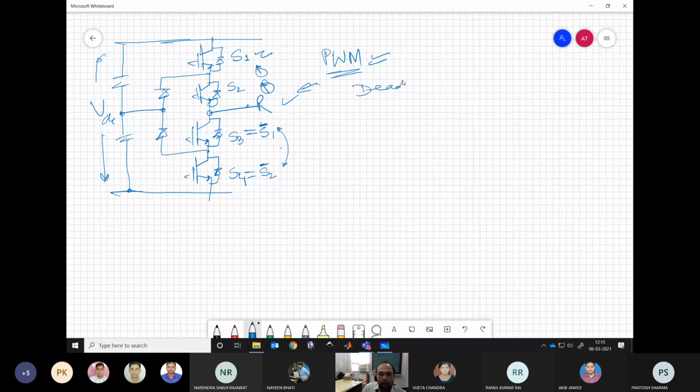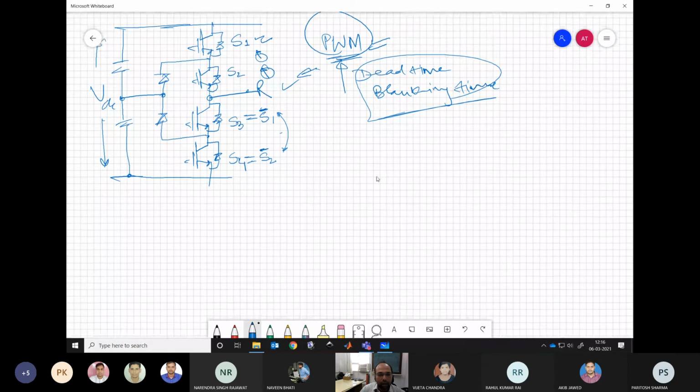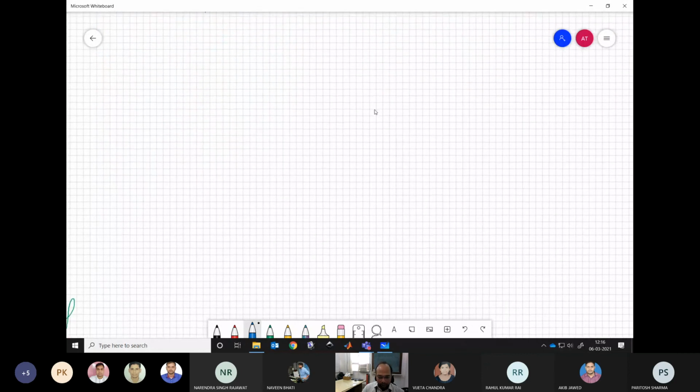There is something called dead time or the blanking time. These kinds of things we ensure there. This we will discuss in future classes. First we need to understand how and what we are generating from this converter. Now we have realized the converter and what we are generating. What is the impact of that on the load?